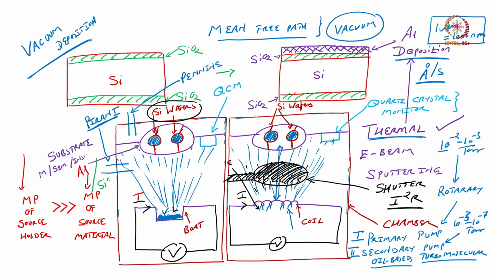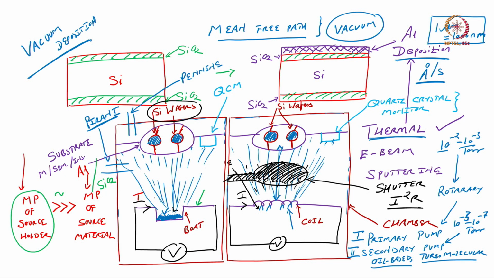Instead of aluminum as a source material, I am using silicon dioxide. Silicon dioxide's melting point is extremely high, so the melting point of the source holder will be approximately equal to that of silicon dioxide. That means the source holder will also start evaporating, and that is what we do not want. We only want the material loaded onto the source to evaporate and not the source holder itself, is it not?